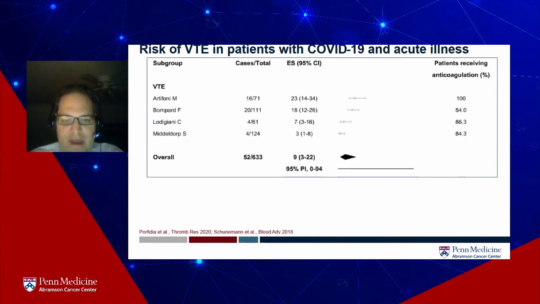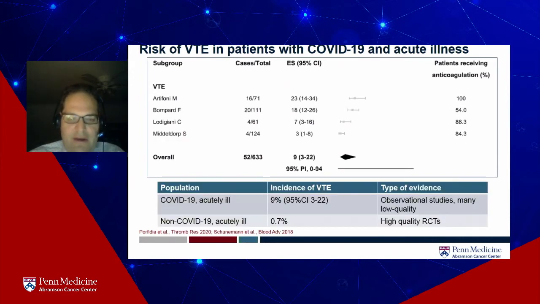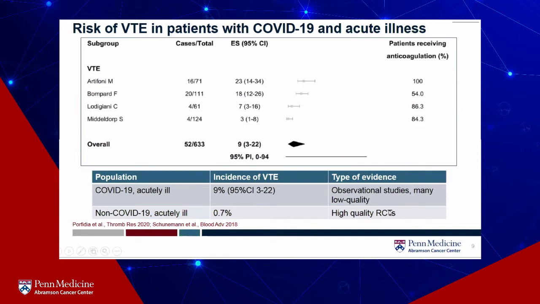So how does that compare to acutely ill patients without COVID-19? Well, here are the data. So we know, again, from meta-analyses of high-quality clinical trials, that acutely ill non-COVID-19 patients have an incidence of VTE of about 0.7%, despite the use of prophylactic intensity anticoagulation, much lower than the 9% observed in patients with COVID-19. But again, we need to be careful about drawing firm conclusions because of the low quality evidence that we have in COVID-19 thus far.